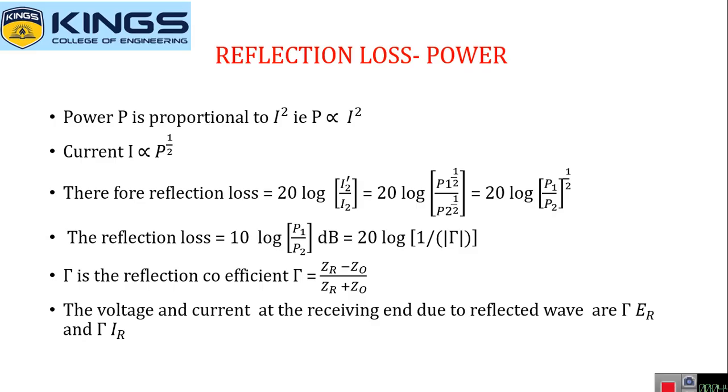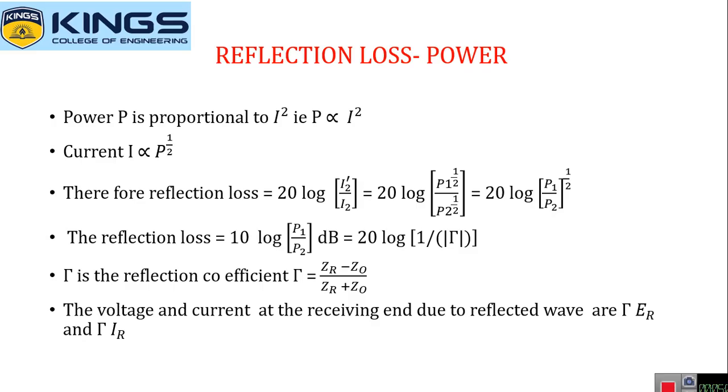So this is equal to the reflection loss, normally 20 log of 1 by tau. Here tau is the reflection coefficient. That formula is ZL minus Z0 by ZL plus Z0, or ZR minus Z0 by ZR plus Z0.